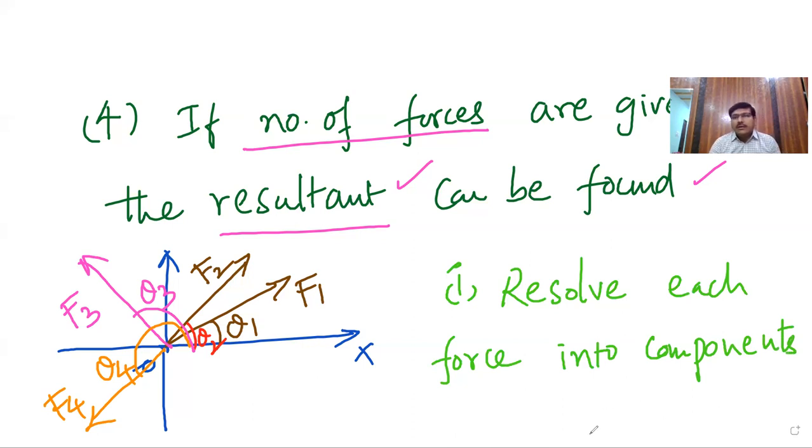This means you can split F1, whose angle theta 1 is given, along the x-axis and along the y-axis. Similarly, F2, with theta 2 given, along the x-axis and along the y-axis. The horizontal component is along the x-axis and the vertical component along the y-axis. Like that, for each force you have to split it into components along the x and y axes.